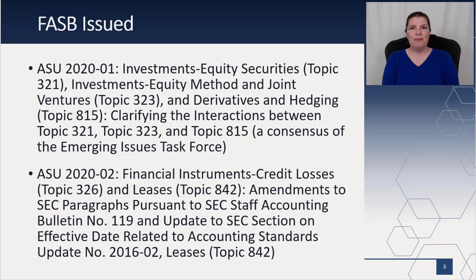FASB started off pretty strong, and then obviously with COVID sort of faded out towards the end of the quarter, but they did kick off with four standards. So the first one is a very niche area looking at the interplay between various topics. As they were working on the financial instrument suite, it became clear that there was a little bit of confusion over what topic was the predominant topic and some of the interaction between them. So this is going to address topic 321, 323, and 815. So this is going to be your equity securities, which was newly created in ASU 2016-01, our equity method in topic 323, and then topic 815 for hedging.